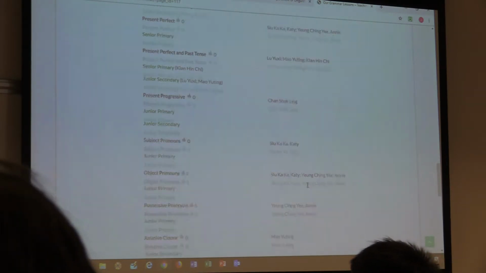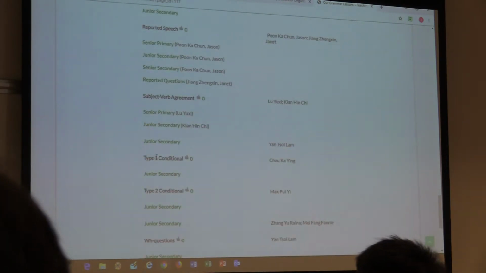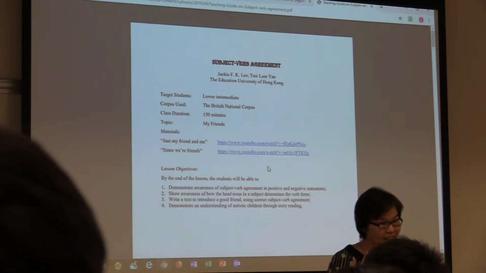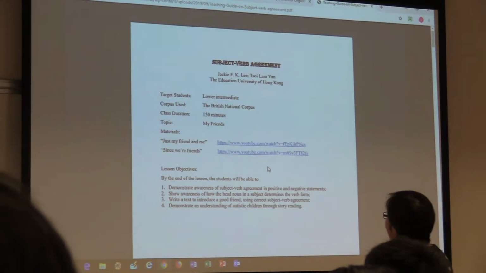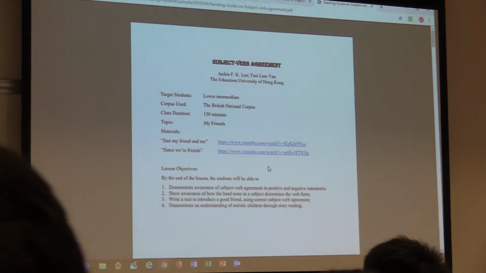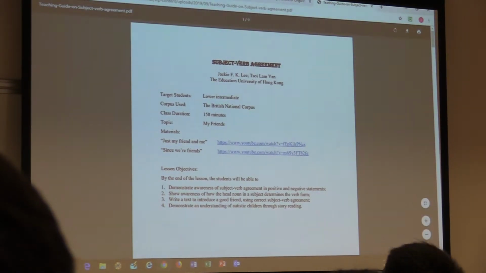I would like to introduce one to you now: subject-verb agreement. Because remember, one assignment, you have to complete one assignment about how to design a lesson. So I did this with a student, Harper, last year on subject-verb agreements.